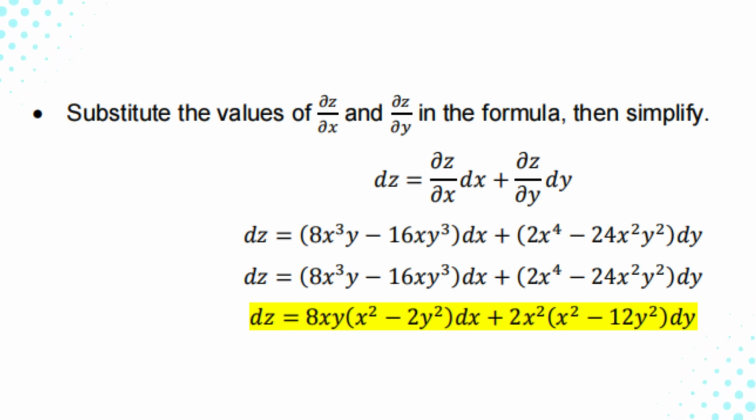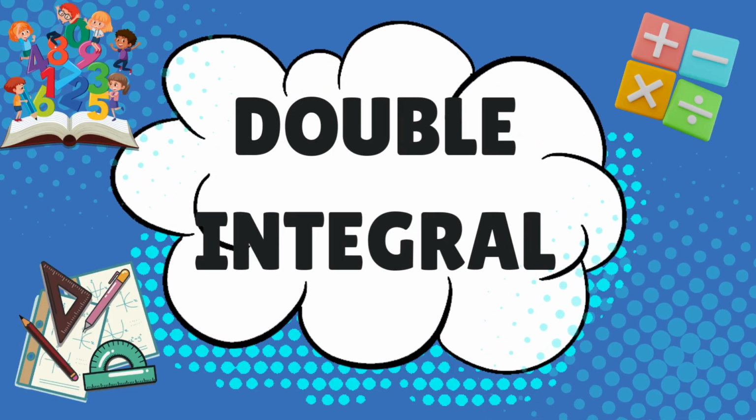So we have the final dz equals 8xy times the quantity of x squared minus 2y squared dx plus 2x squared times the quantity of x squared minus 12y squared dy. Next, we have the double integral.